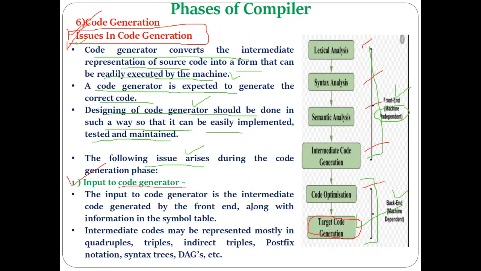Input to the code generator is going to be the intermediate code, the optimized intermediate code. So it will receive that optimized intermediate code. You can consider the intermediate code to be part of the front end of the compiler. The intermediate code is generated by the front end of the compiler, then it is optimized in the code optimization phase. So the input to the code generator is the intermediate code generated by the front end along with the information in the symbol table.